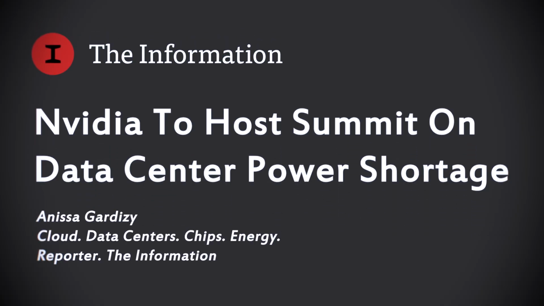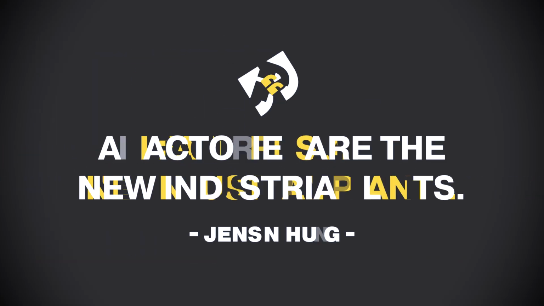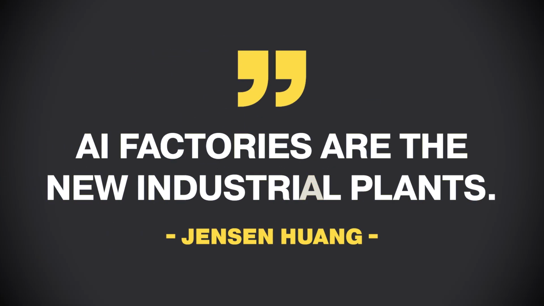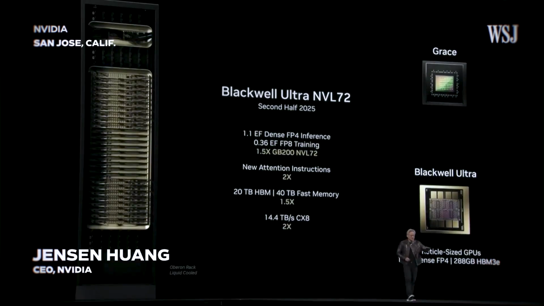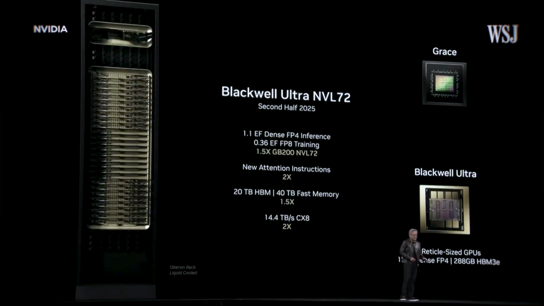This is why Nvidia is hosting a power and energy summit. And make no mistake, this is not a side conversation, it is an acknowledgement. Jensen Huang has repeatedly said that AI factories are the new industrial plants. And industrial plants don't run on optimism. They run on massive, reliable, always-on power.